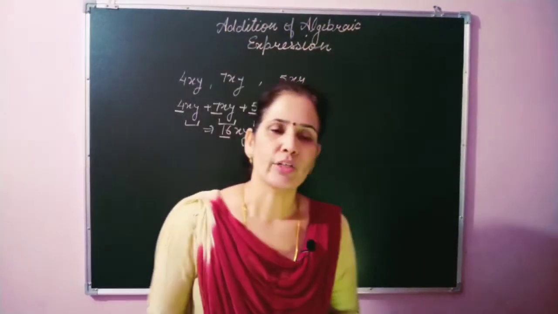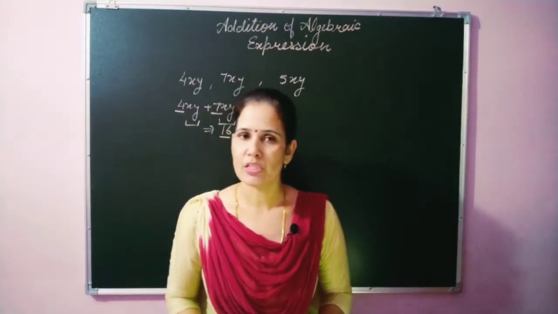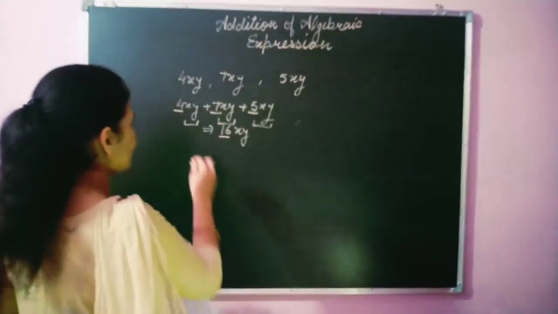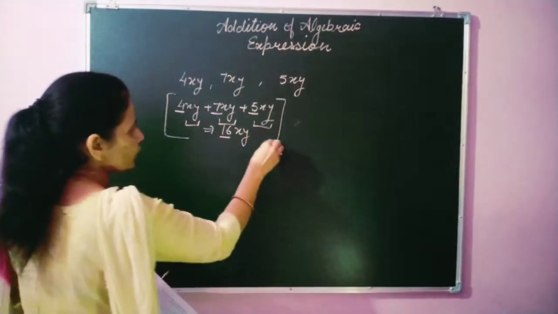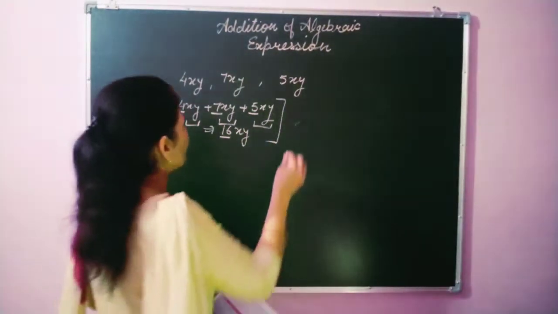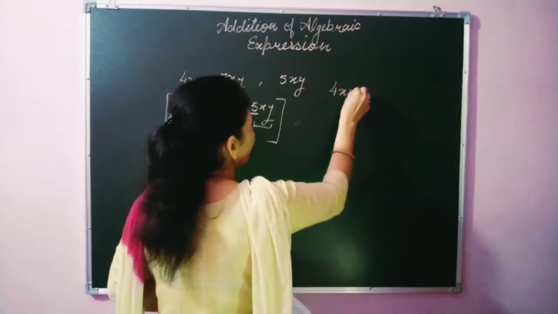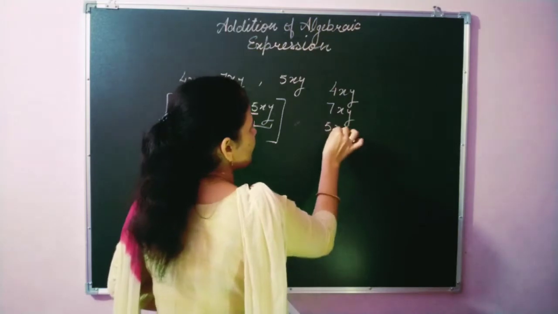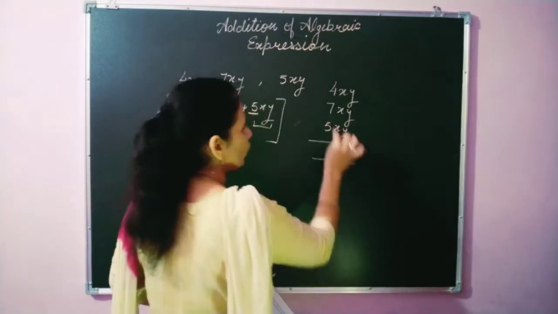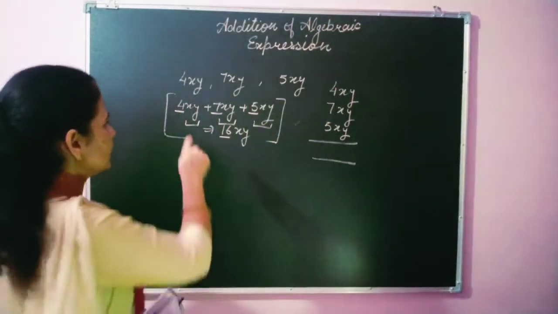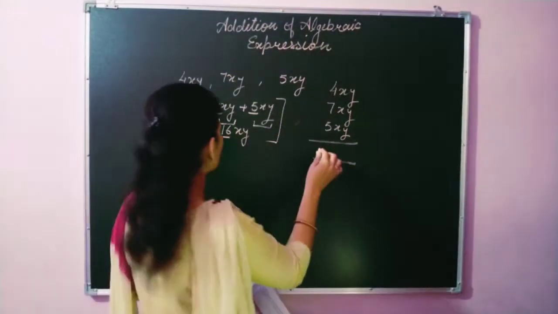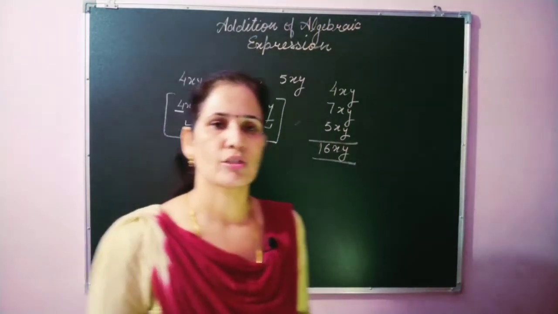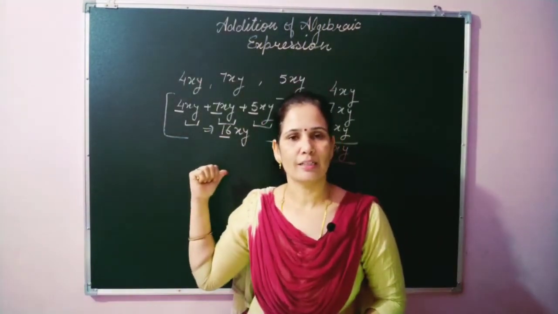Okay students, now we can do the addition in two ways. First we arrange in a horizontal manner and second in a column way. This addition we have done in the horizontal way. For the column method, we write 4xy, 7xy and 5xy each below the other. This is called the column method of addition, and the other is the horizontal method. We get the same answer, 16xy. Like this, students, we will add algebraic expressions.